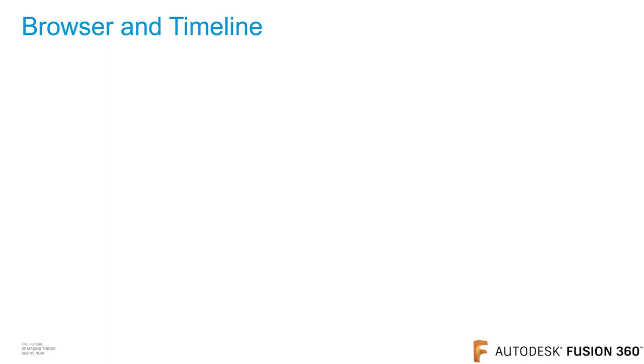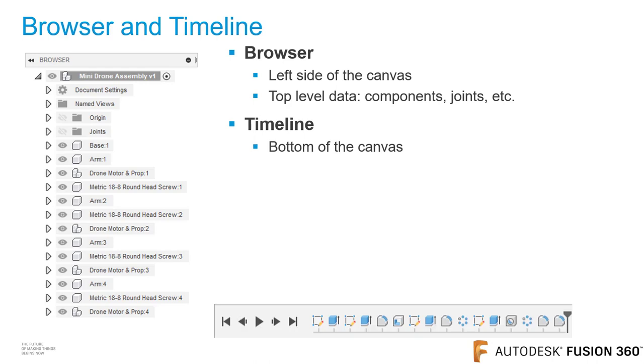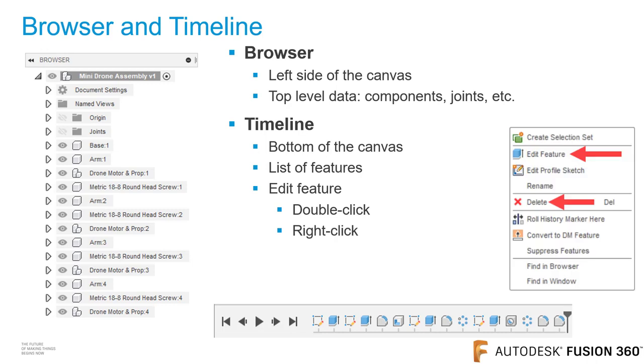Next, let's talk about the browser and the timeline. Inside of Fusion 360, we have a browser that will appear on the left side of the canvas. And the browser contains top-level information for components, joints, and as we saw in the previous slide, we also display sketch information. The timeline is shown at the bottom of the canvas, and the timeline lists all of the features for that design and/or component. You can edit a feature by either double-clicking on it or right-clicking on it, and in the menu, you can delete a feature or you can edit the feature. Also in the timeline, you can change the order of a feature by clicking and dragging on it.